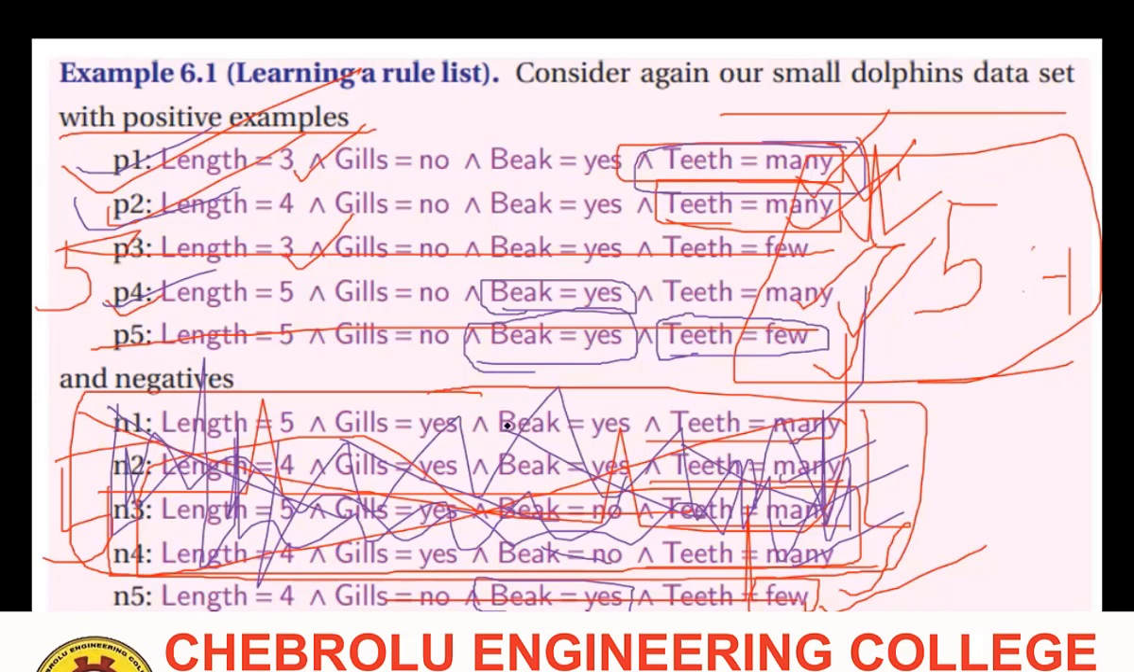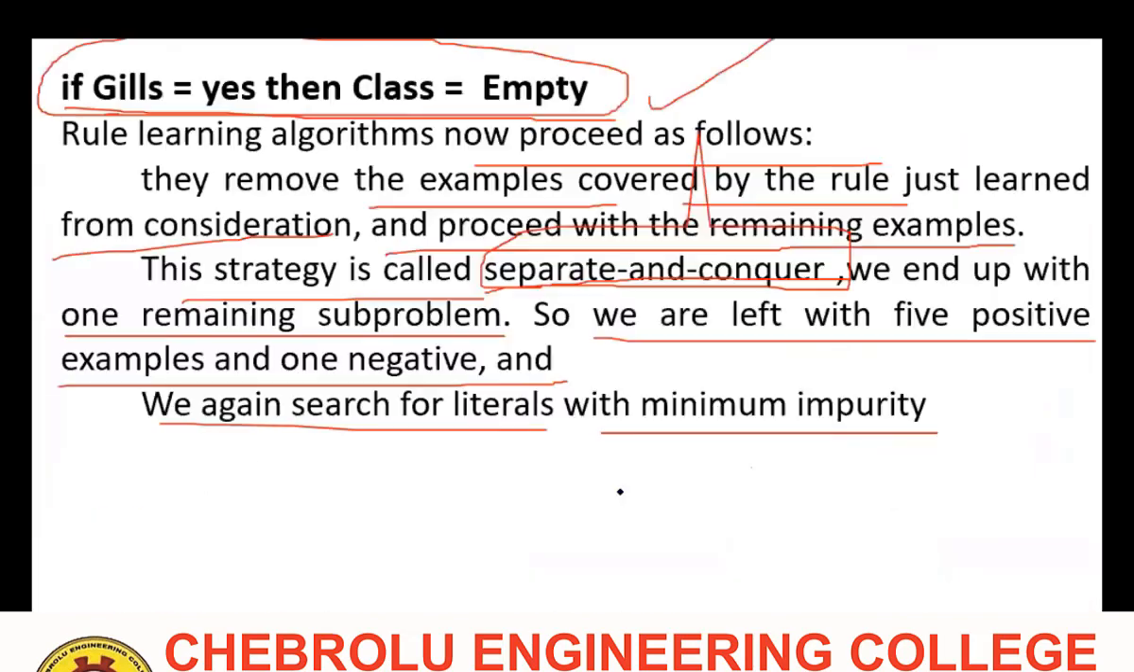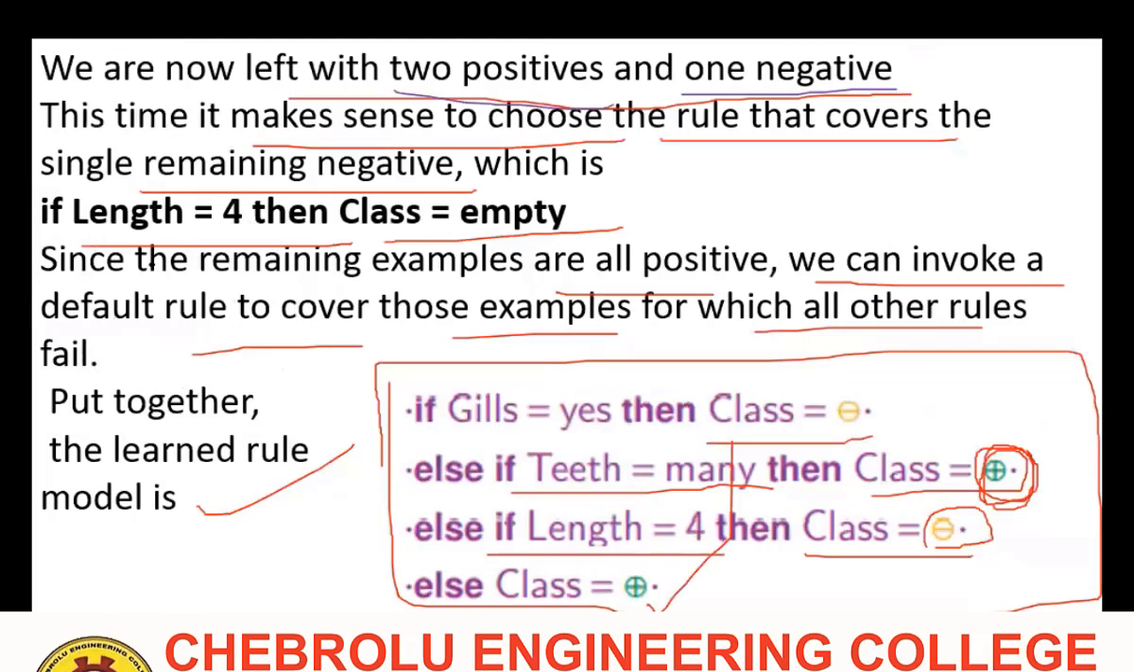So we are left with length is equal to 4. Then it covers only one negative. Let us see now. So this is how we have to analyze things. Length equal to 4, then it is negative. Length is equal to 4, then we say class is negative. Since the remaining examples are all positives, we can invoke a default rule to cover those examples for which all other rules fail.